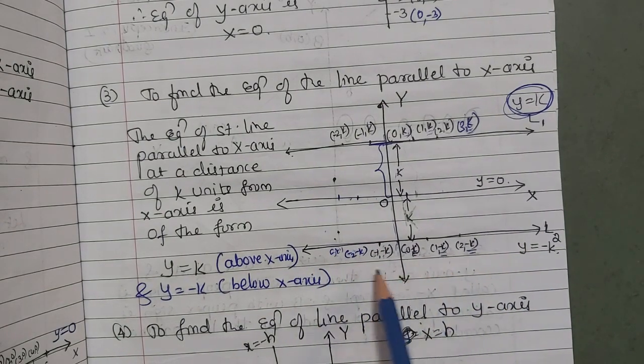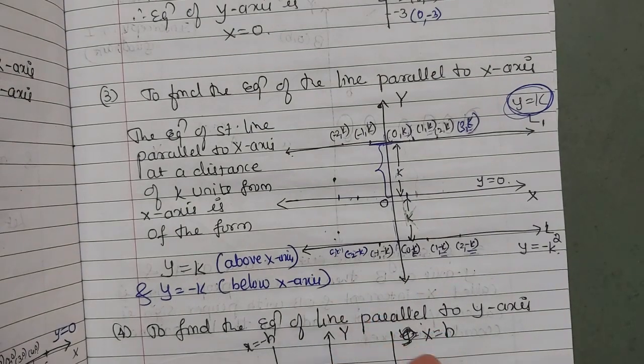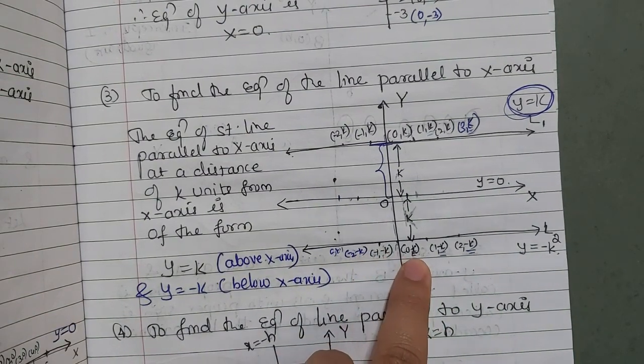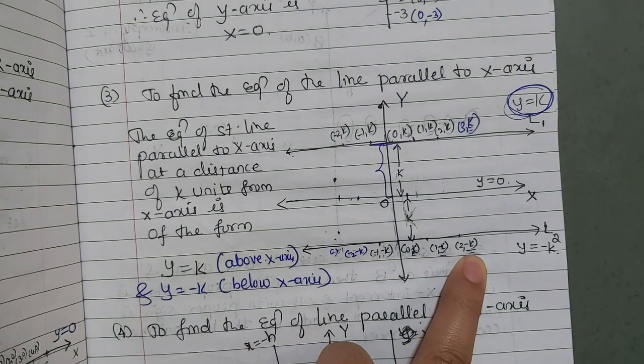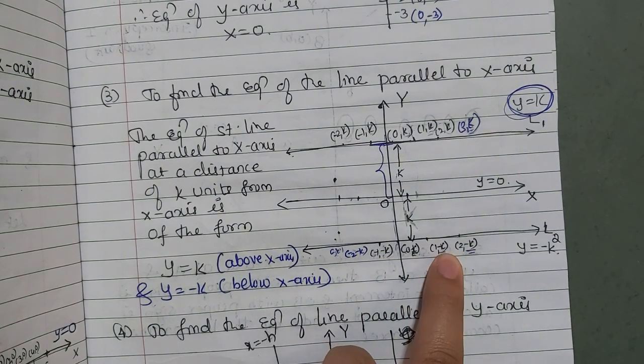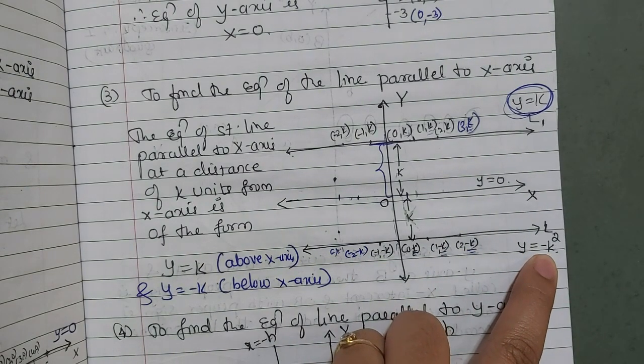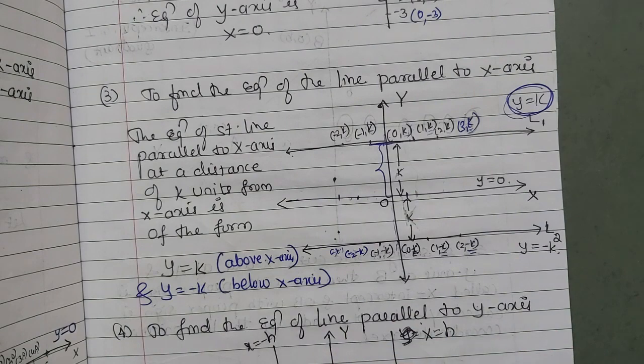What is the general concept? What is the general condition? We can see in the given points that y is equal to -k, because the y coordinate of every point on this line is -k. That represents the equation of a line parallel to x-axis, which is y is equal to -k. So y is equal to +k is a line parallel to x-axis which is above the x-axis. y is equal to -k is the equation of a line parallel to x-axis below.